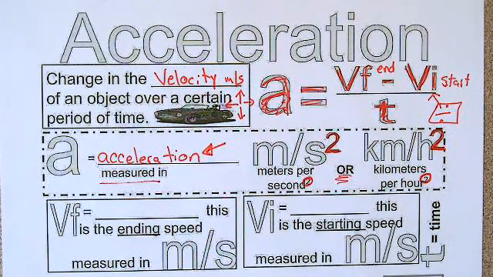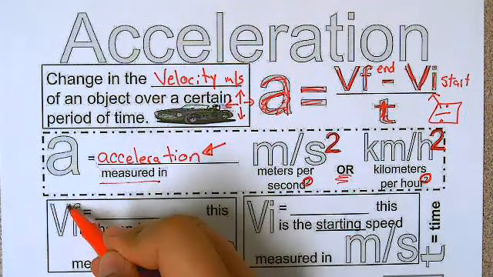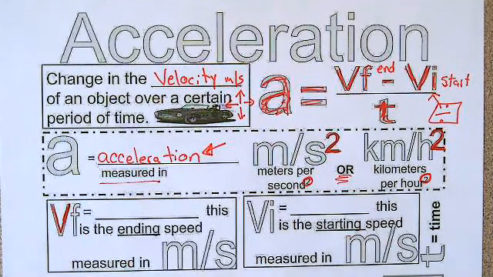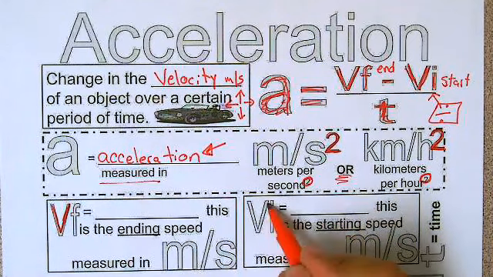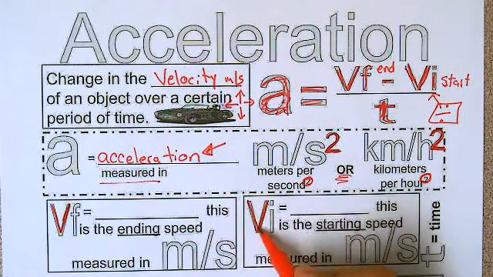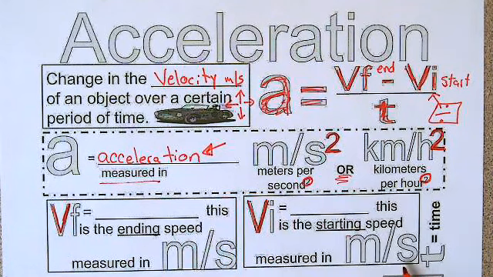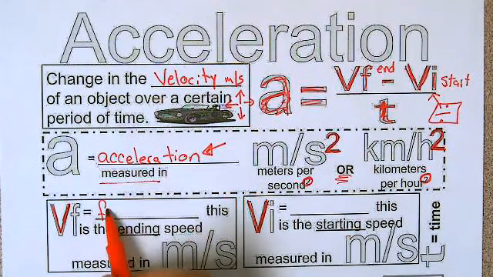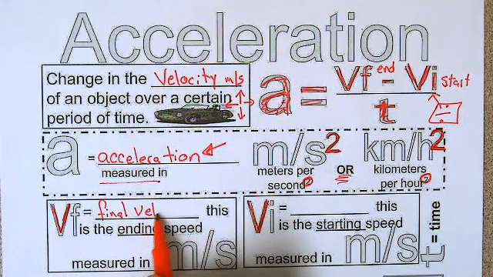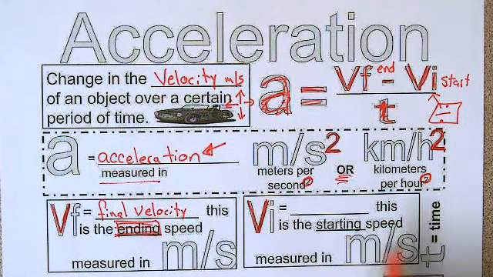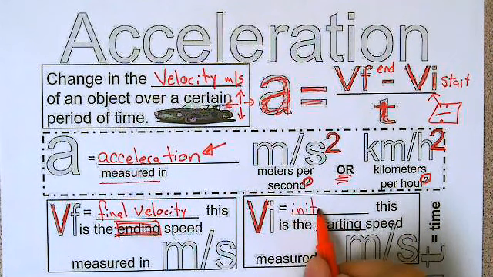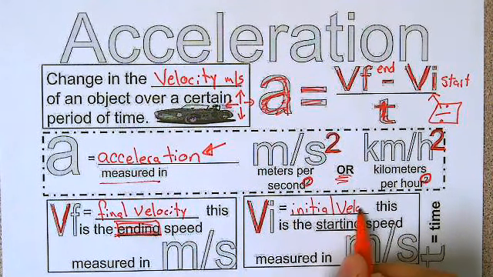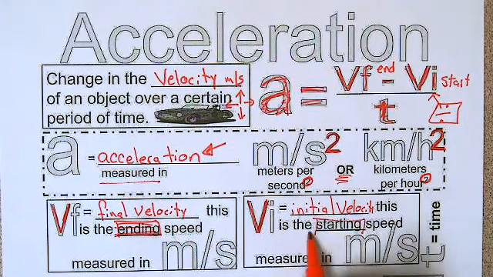And that's how we tell the difference between acceleration and our velocities. Okay, so velocity, if you look, there's no squared anywhere for velocity. We just have our single unit of time. Okay, so the VF is the final velocity. And remember, that is the ending speed. And the VI is the initial velocity. And this is your starting speed. So that's important for us to know.